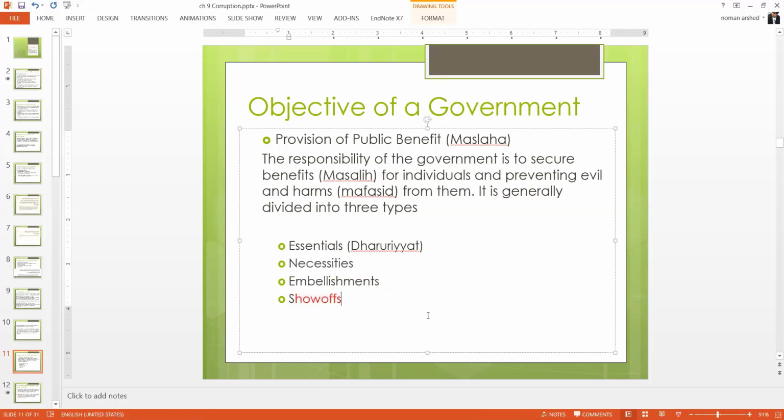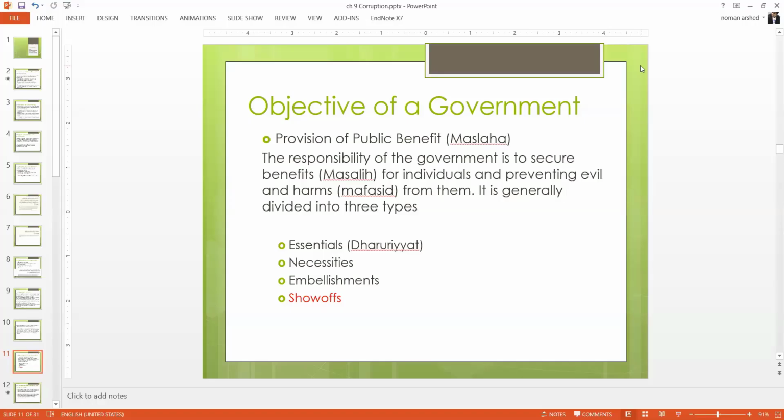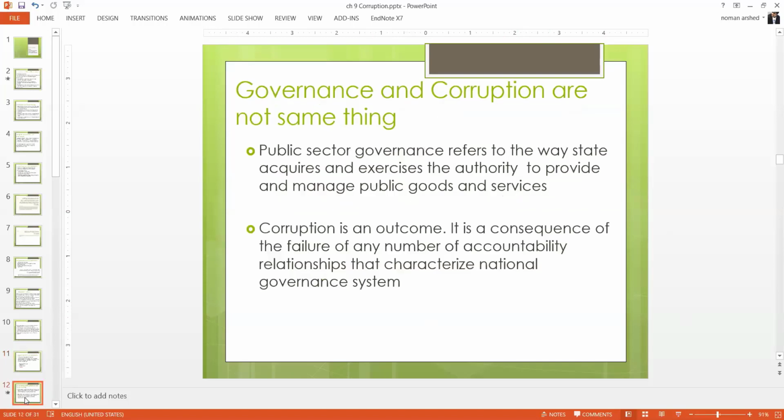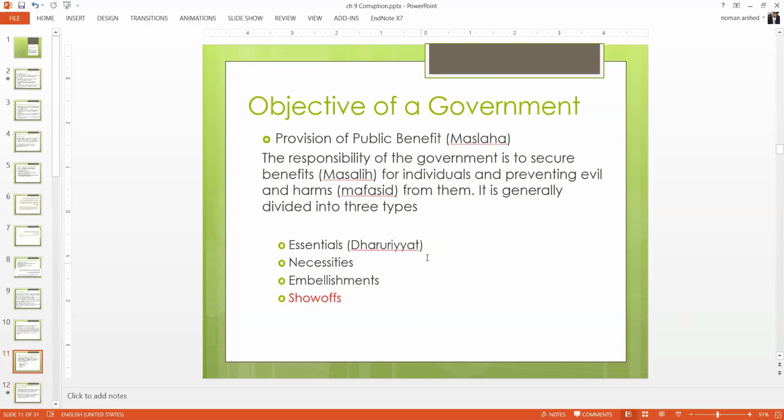So I will remove it as a red. You can have essentials, you can have necessities, you can have embellishments, but you cannot have show-offs. So as a Muslim, as an Islamic government, you have to fulfill three objectives, three public benefits. Now we'll define what the meanings of these three are. So let's explain it here.